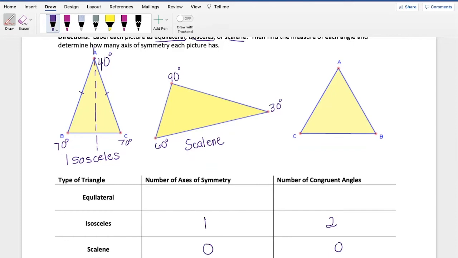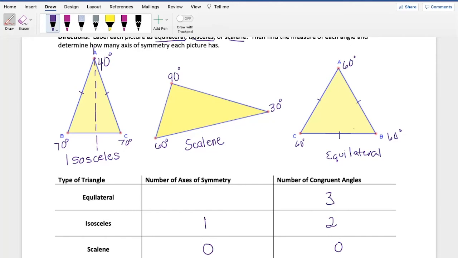Our last triangle over here, again, if I were to go around and measure, I would see that angle A is 60 degrees, angle B would measure 60 degrees, and angle C as well. So if all the angles are equal, that would also tell me all the sides would be congruent. This would be our equilateral triangle. And I have 3 congruent angles. All the angles are the same.